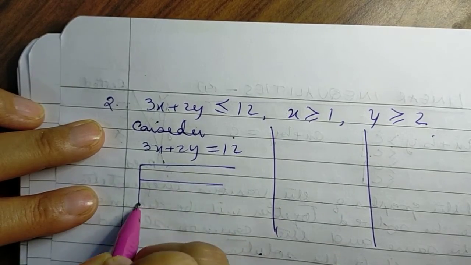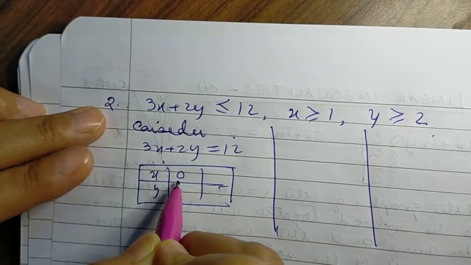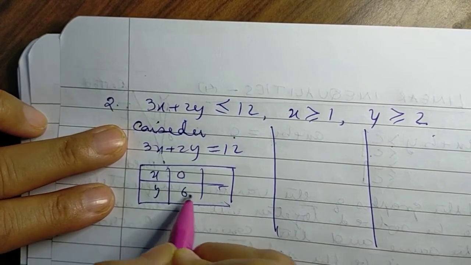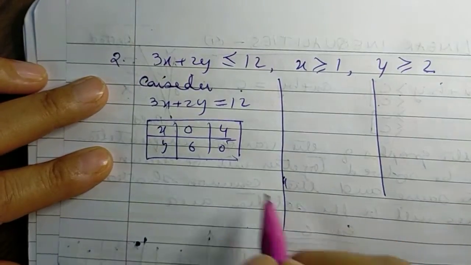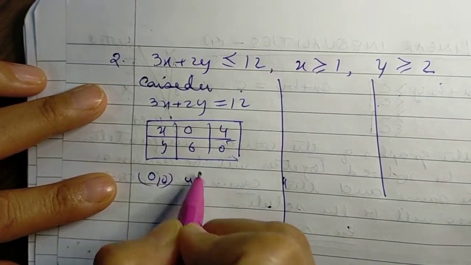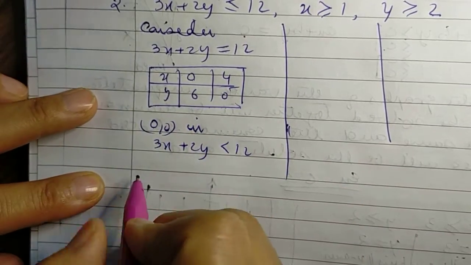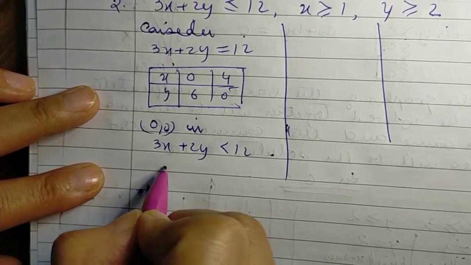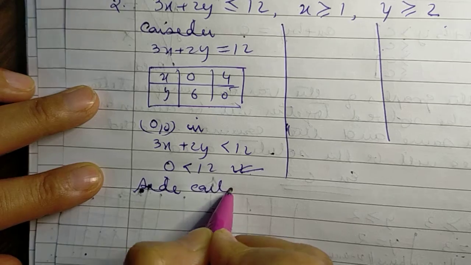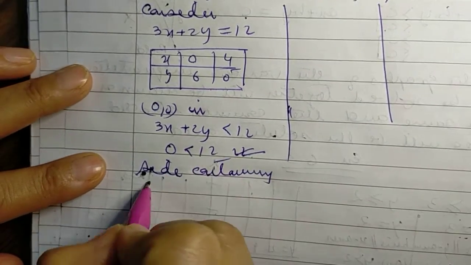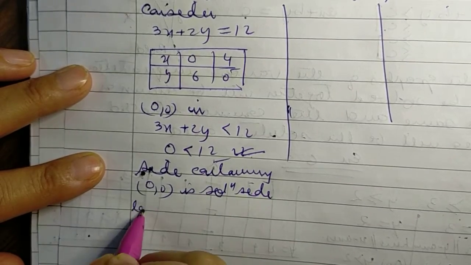We plot the points. So we have to choose 2 points. When x is 0, y is 6; when y is 0, x is 4. And then we just choose the origin in the inequality, that is 3x plus 2y is less than or equal to 12. So what do we get? 0 less than 12, which is true. So the side containing the origin is the solution side to be shaded.